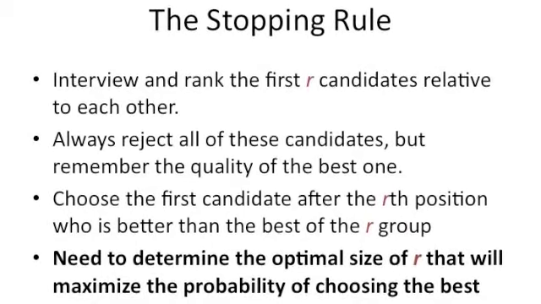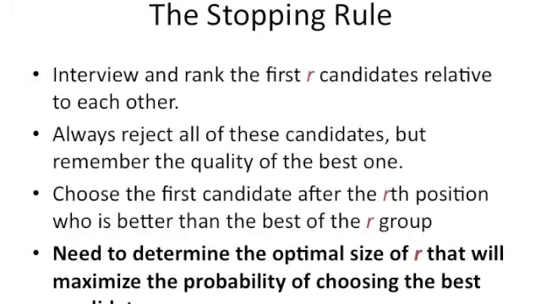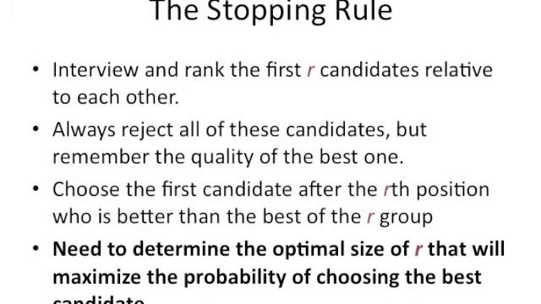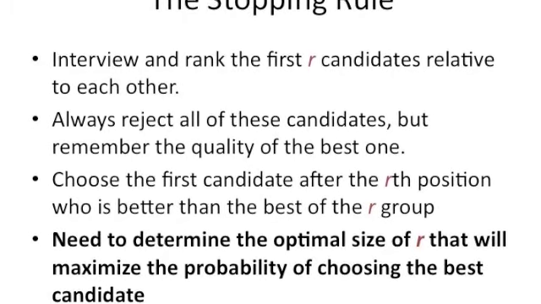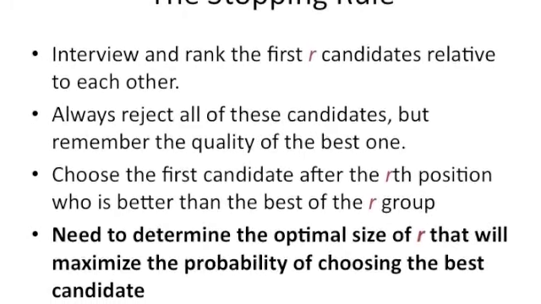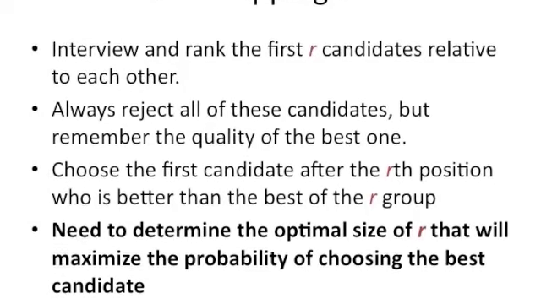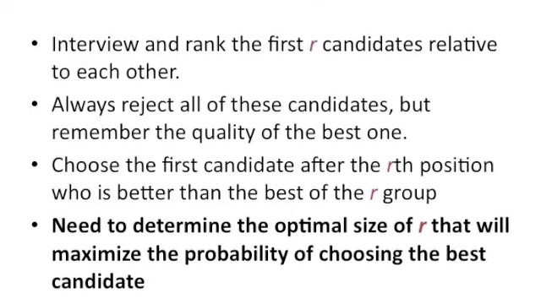The strategy for the secretary problem is to interview and rank the first R candidates, reject all of them, but remember the quality of the best one. Then we choose the first candidate after the Rth position who is better than the best of the R group. Our goal is to determine the optimal size of R that will maximize the probability of choosing the best candidate.